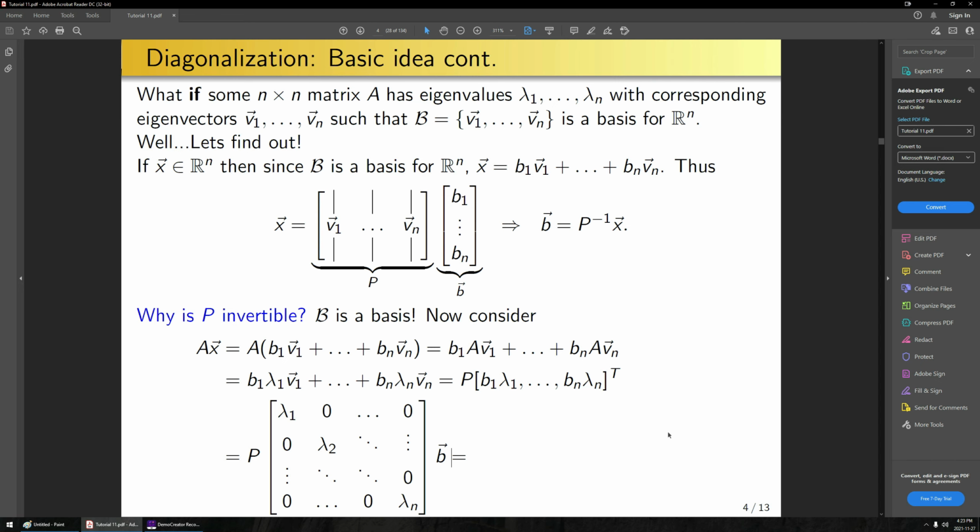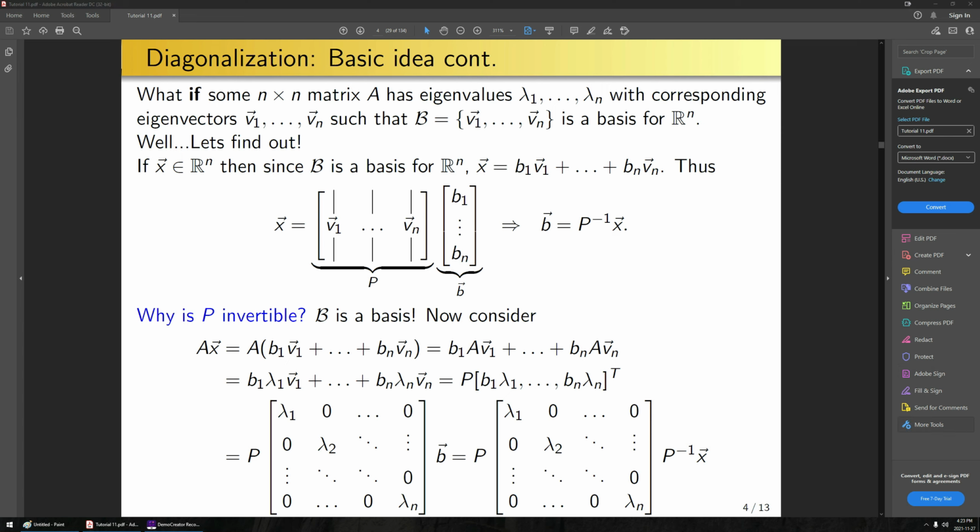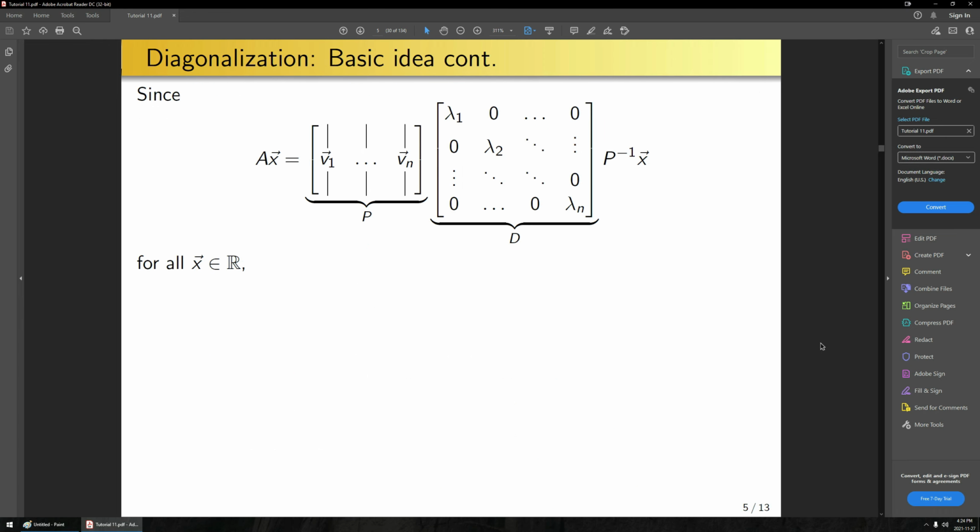Now, here I had A times x, so ultimately it'd be nice if I could write this as a bunch of matrices times x over here. Well, I can do that, right? b is just P inverse times x. So I could rewrite this as P inverse times x, and now I have an equality across matrices. To be explicit with my last statement, I simply have A times x is equal to this matrix times x, where I call this thing P, this thing D, and this thing P inverse.